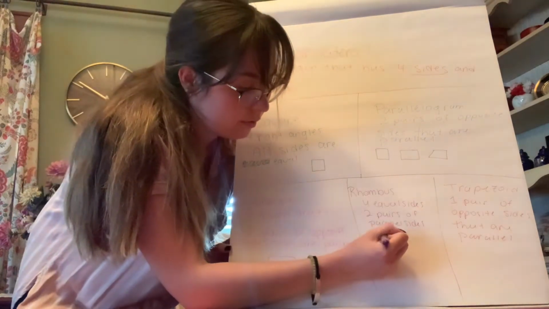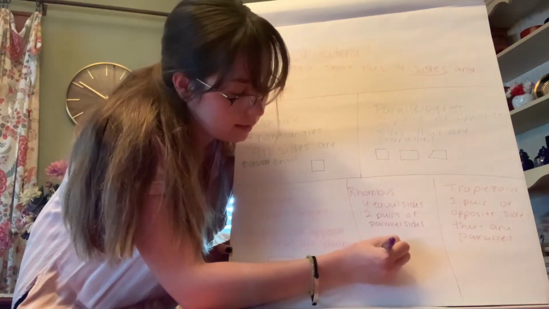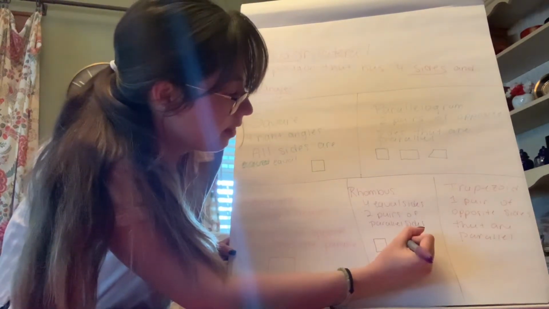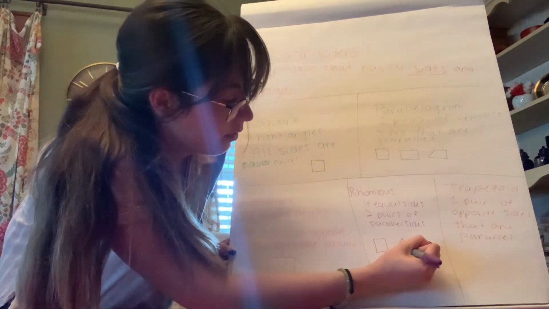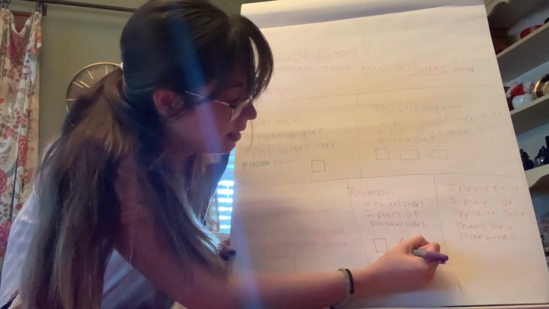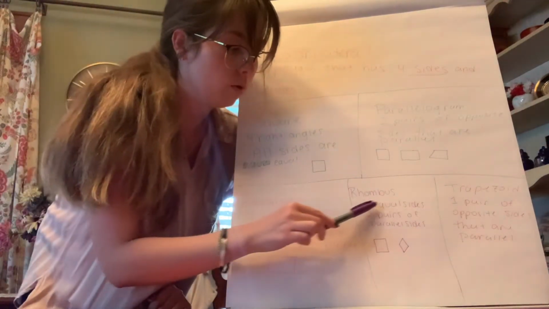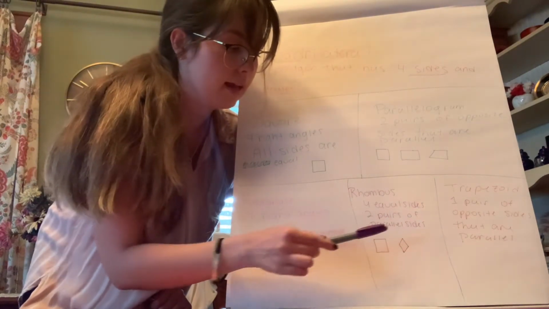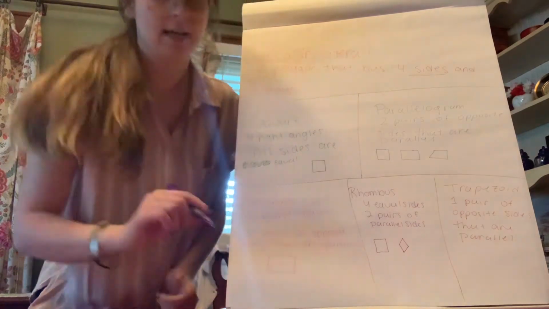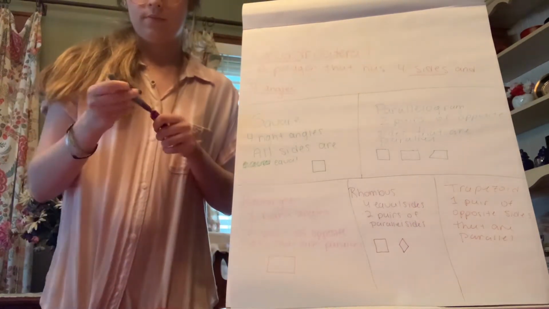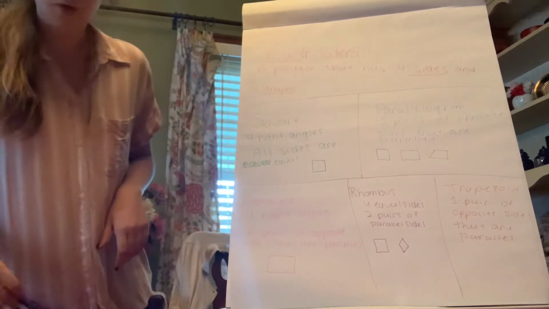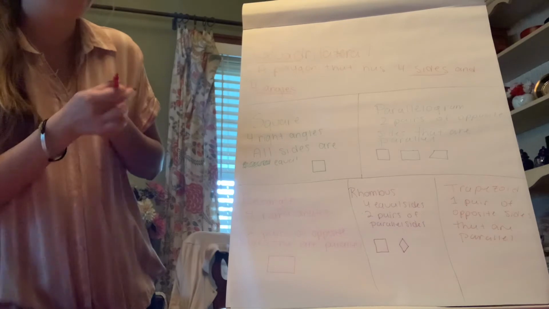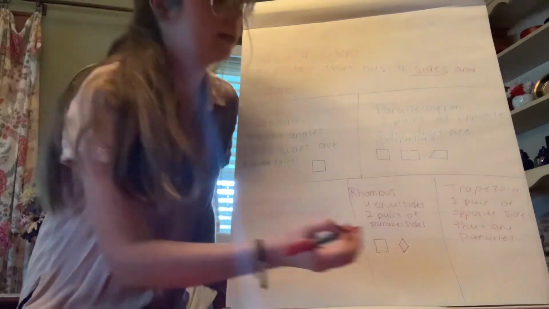So I have 4 equal sides here, and then I have this right here. You can see in these drawings that there are 4 equal sides, 1, 2, 3, 4, 1, 2, 3, 4, and 2 pairs of parallel sides again. Now I have a trapezoid. Trapezoids have 1 pair of opposite sides that are parallel.